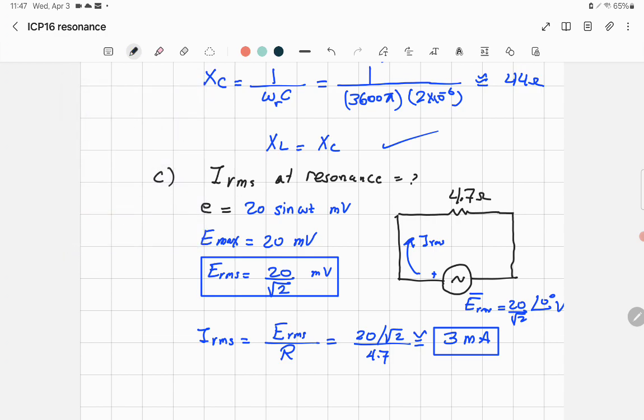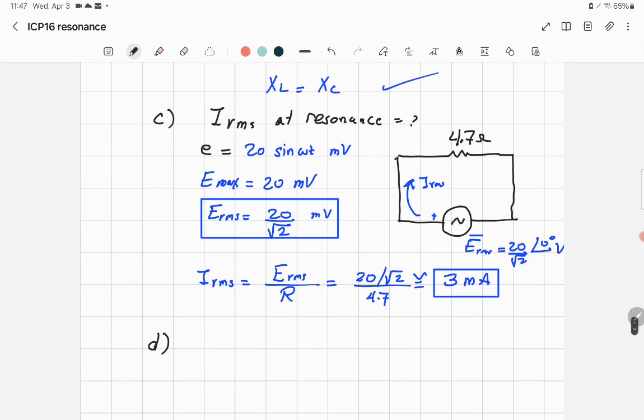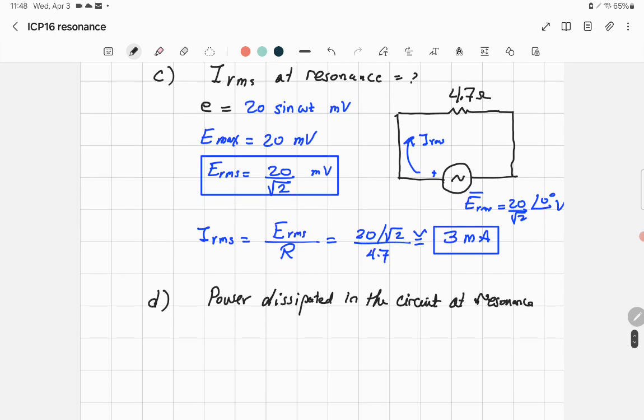Let's go to part D in the same problem. Let's try to find the power dissipated by the circuit at resonance. So what is the power dissipated in the circuit at resonance? Well, since at resonance you have only resistance, it will be dissipated by the resistance.